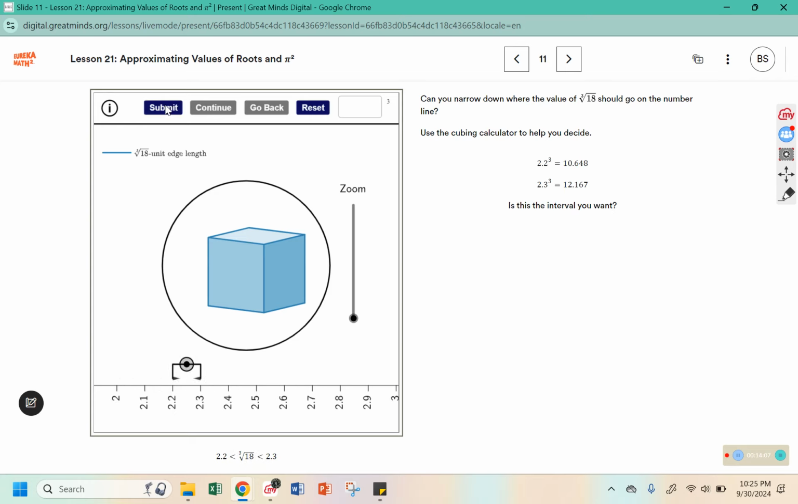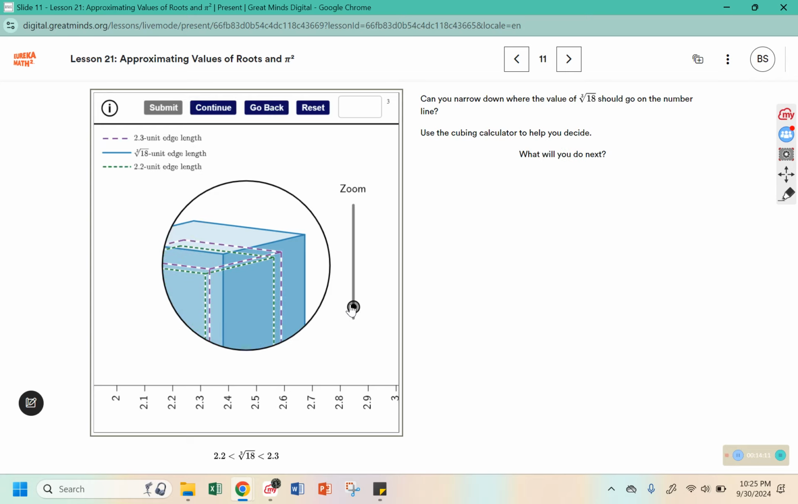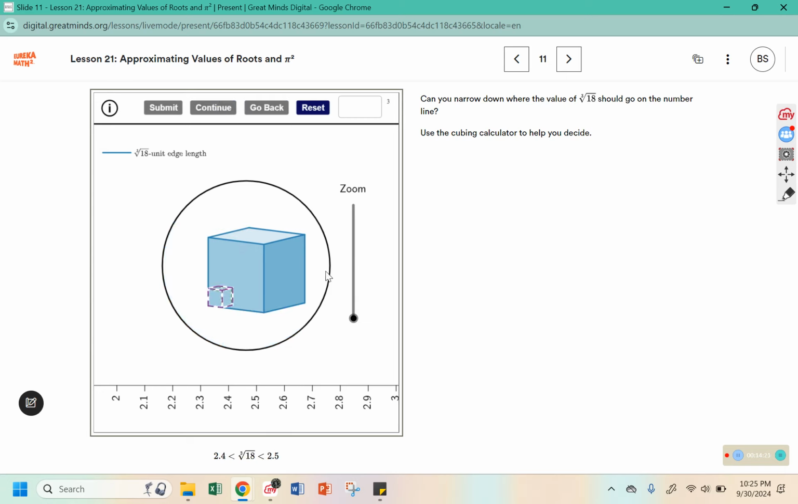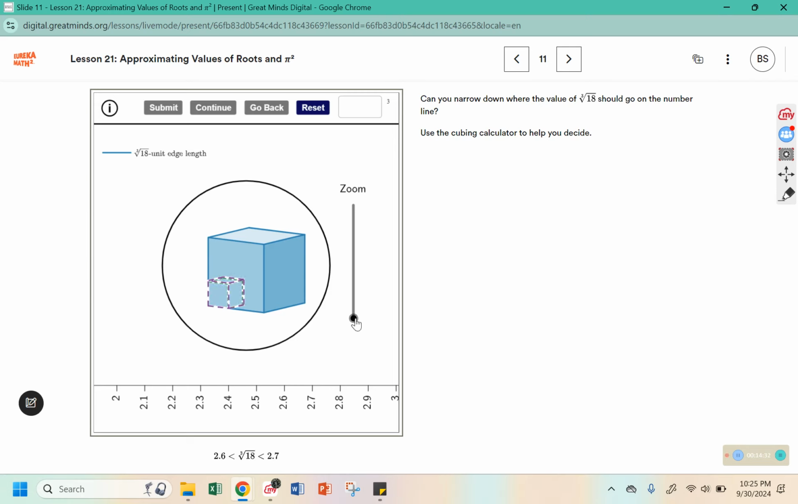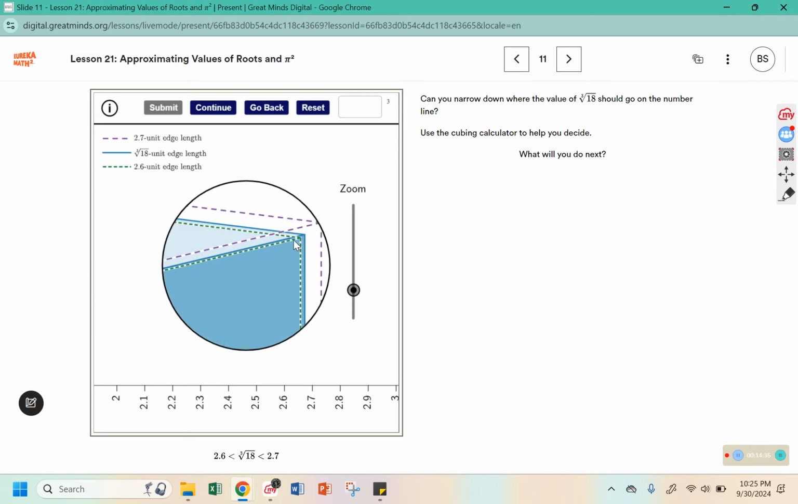Now we're approximating. We're looking for one cube that's smaller and one cube that is larger. Looks like both of these are still smaller, so we need to go back and adjust higher on our number line. These also look smaller, so we're going to go back and keep going larger. You can see I have one inside and one outside, so I can continue.